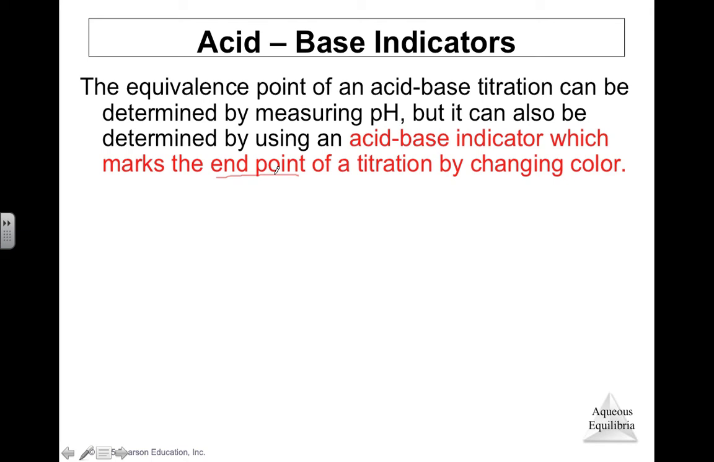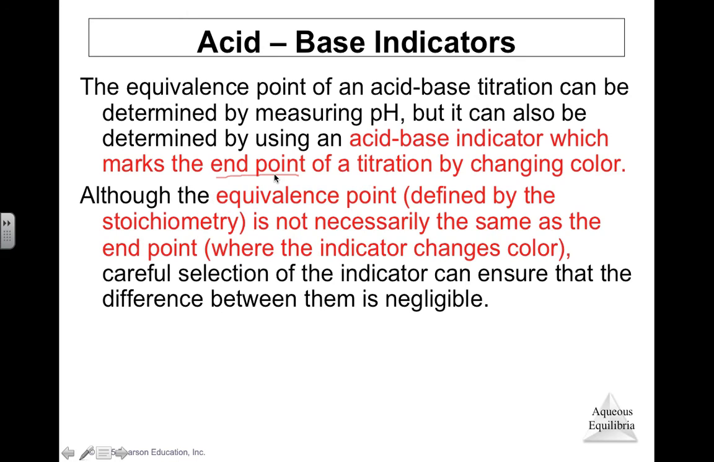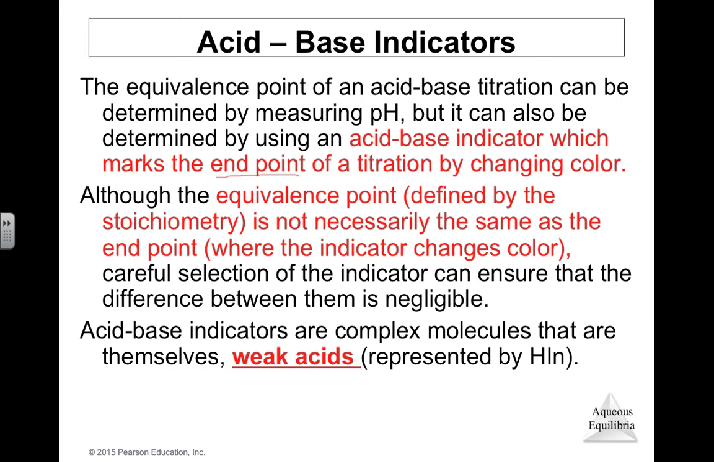Now typically we use pH probes, but you could use an indicator that tells you the equivalence point, or excuse me, the end point. So although the equivalence point, which is defined by stoichiometry, isn't necessarily the same as the end point, usually the difference is negligible. So usually you can assume that the equivalence point will be the same as the end point.